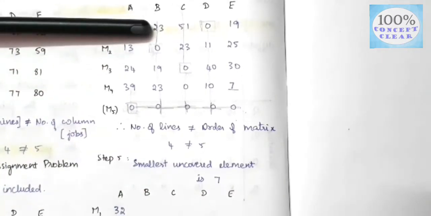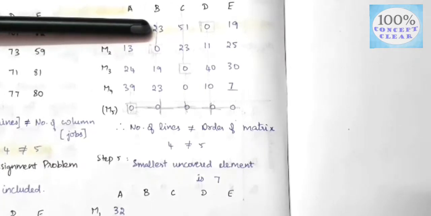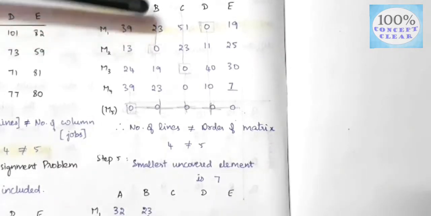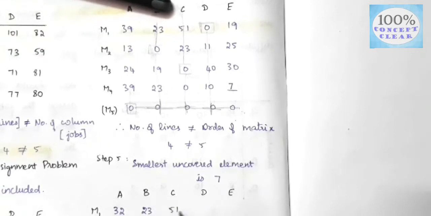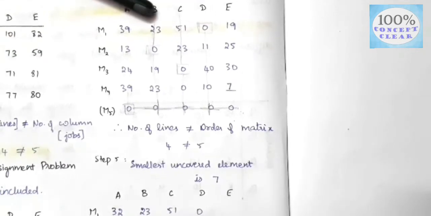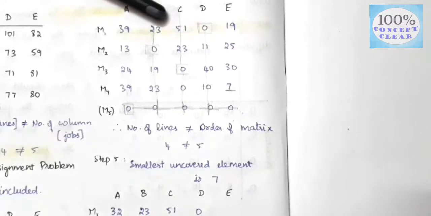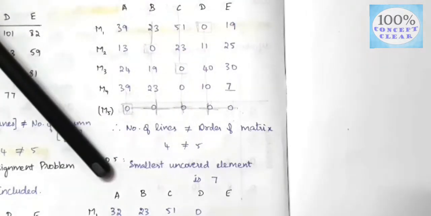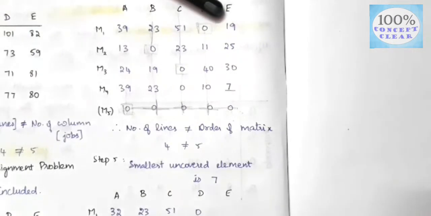And these are covered elements, so we should write the covered elements as they are: 23 and 51 and 0. Because these three are covered elements, we just write them as they are. And the last, 19, is an uncovered element. So from an uncovered element we should subtract the smallest uncovered element. It is 7. So 19 minus 7 is 12.